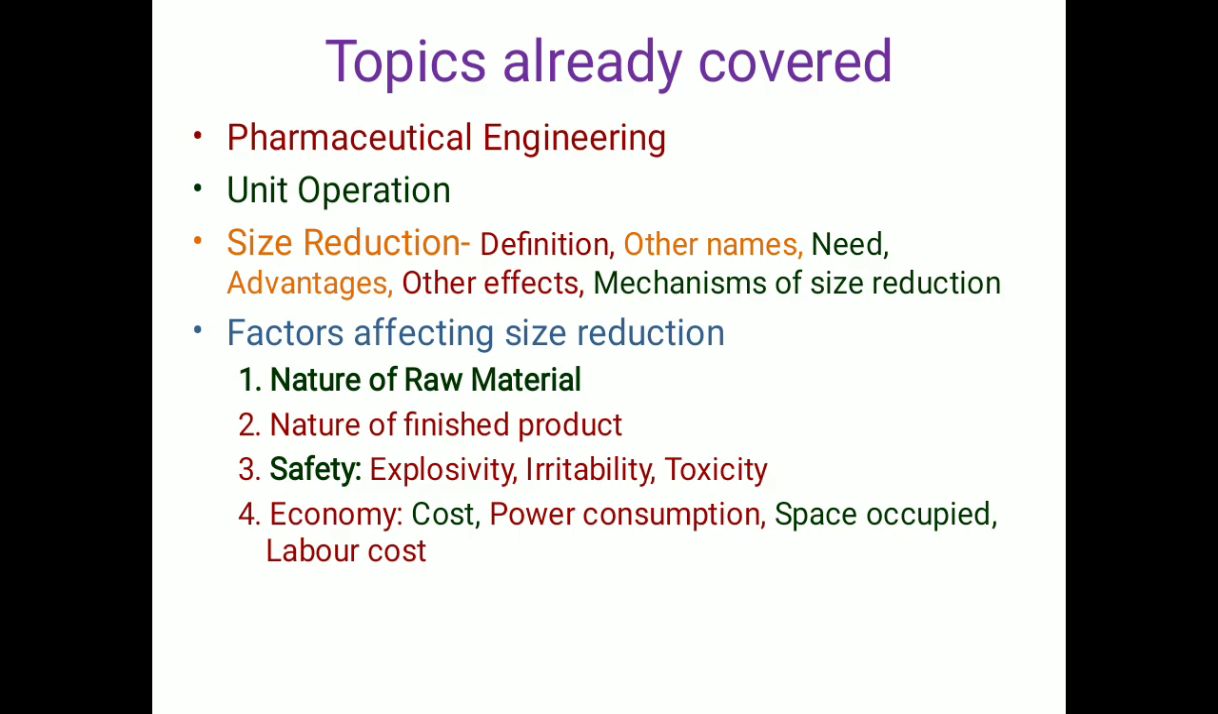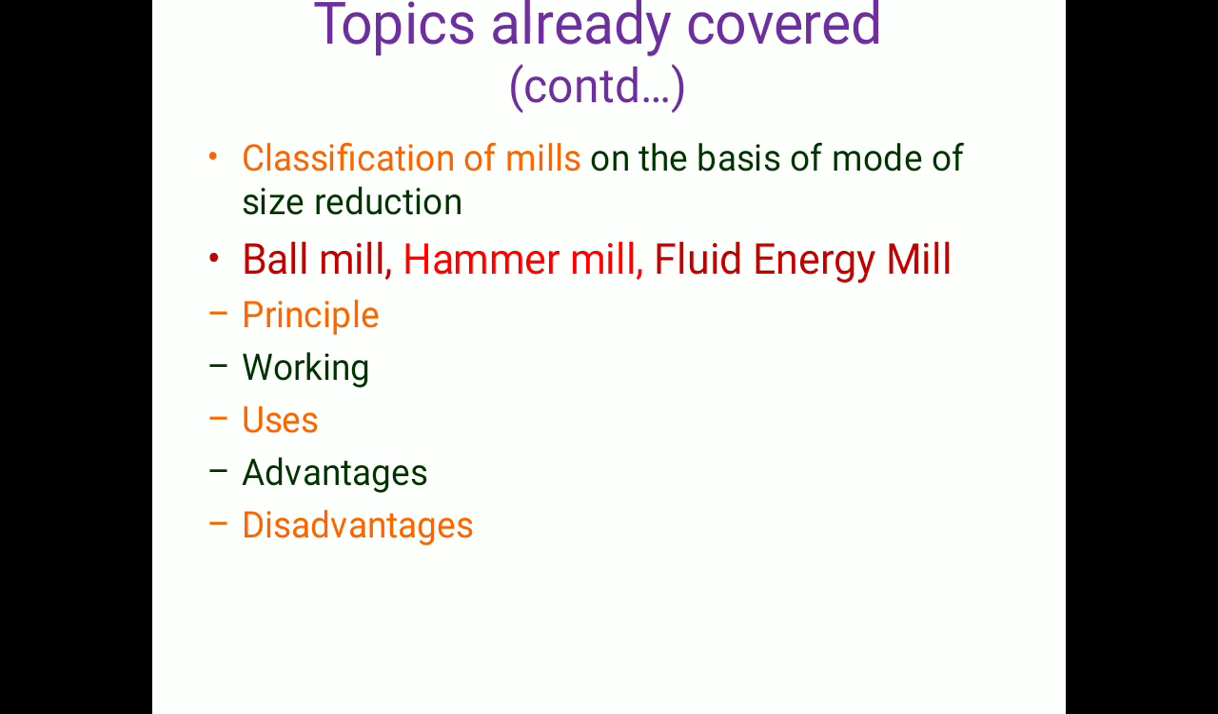So far we have discussed pharmaceutical engineering, unit operation, the definition, different names, necessity or need, advantages, other effects and mechanism of size reduction. Not only this, we have discussed the factors affecting size reduction in my previous videos, and the classification of different types of mills based on the mechanism or mode of size reduction. We have discussed in full detail the different mills like ball mill, hammer mill, fluid energy mill.